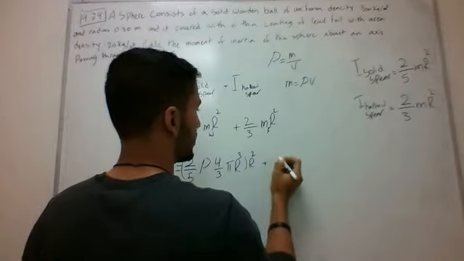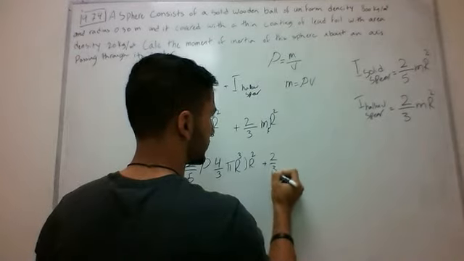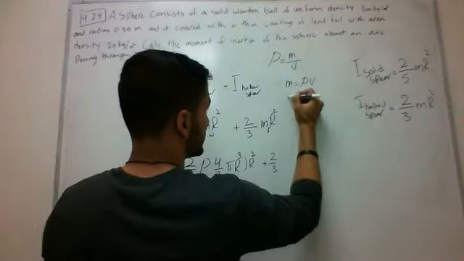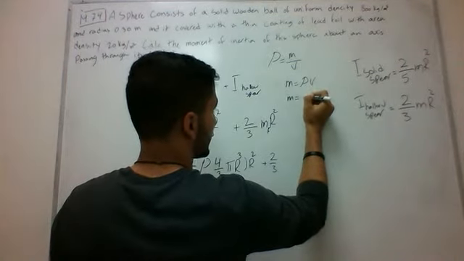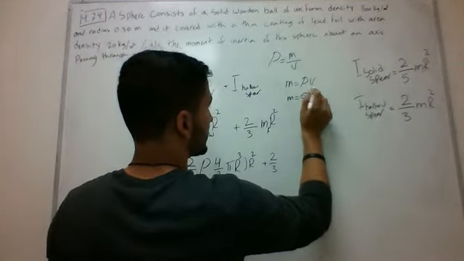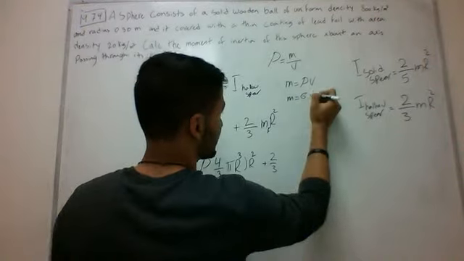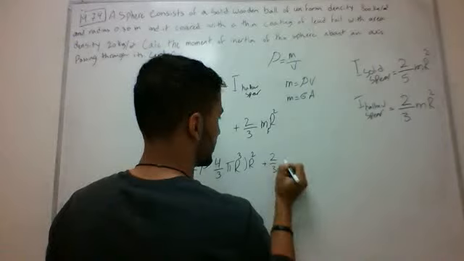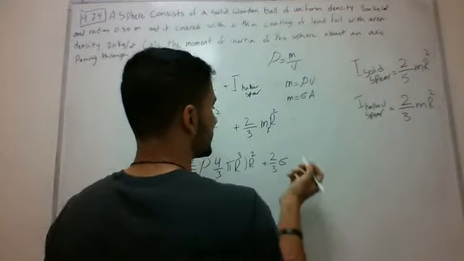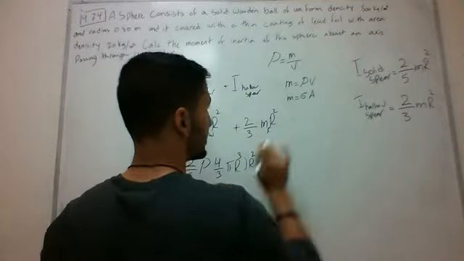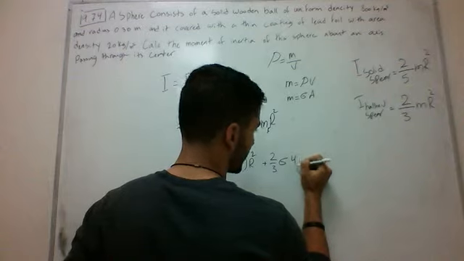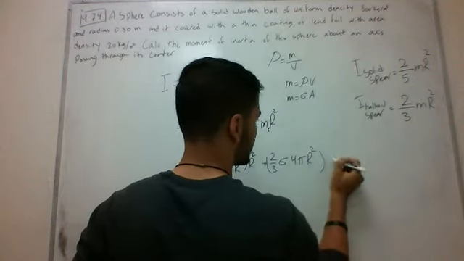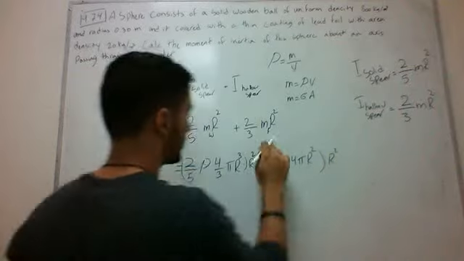For the second part, we're going to have 2 over 3. Okay, so the mass right now, it's an area. So the mass equals the area density times its area. Okay, so the area density, we're going to note it as sigma. And for the area, it's going to be 4 pi r squared. And all this times the r that we have right here, which is squared.